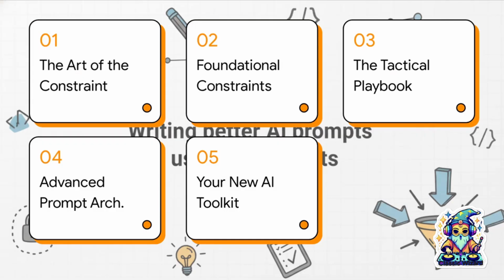So here's our game plan. We're going to take you on a little journey from being a simple prompter to becoming a full-blown AI architect. We'll start with the basics of what constraints are, level up with some killer tactics, and then get into advanced techniques that will totally change the way you talk to AI. By the end of this, you're going to have a whole new toolkit to work with.